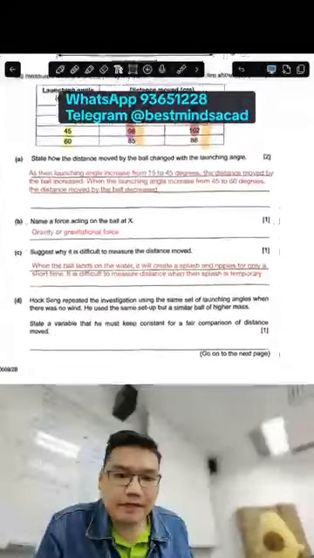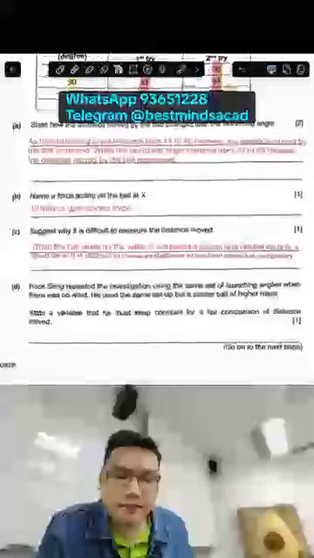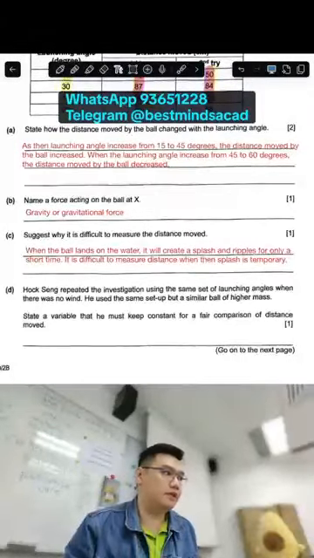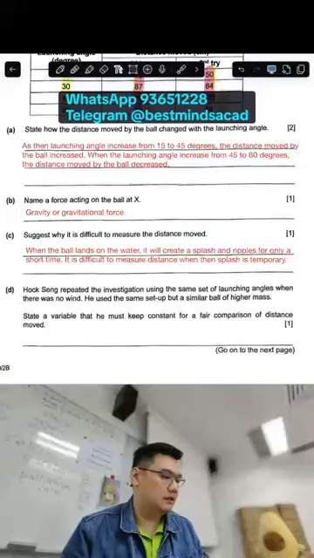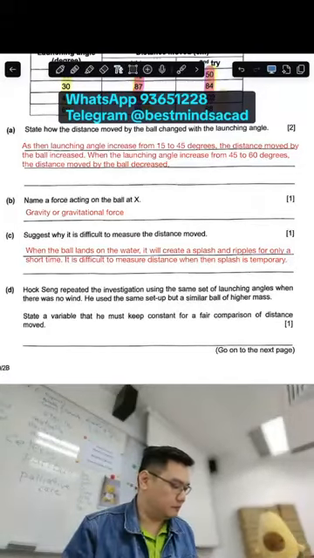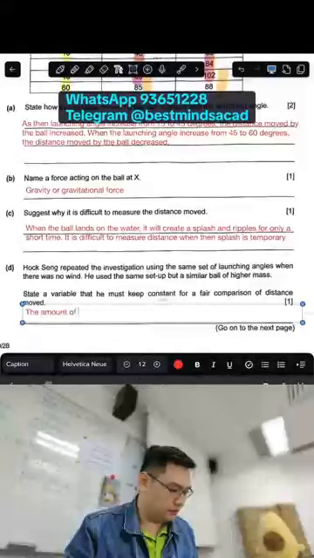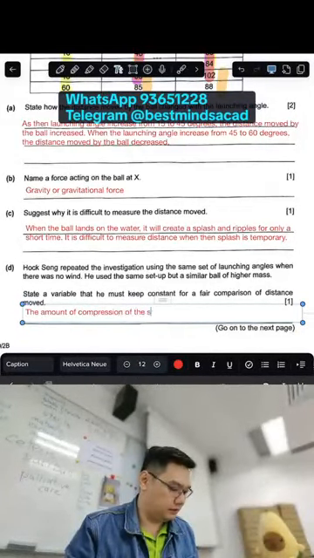Okay, this part. Let's answer this part. Say the variable. So it will be the compression of the spring. The amount of compression of the spring in the launcher must be kept the same.